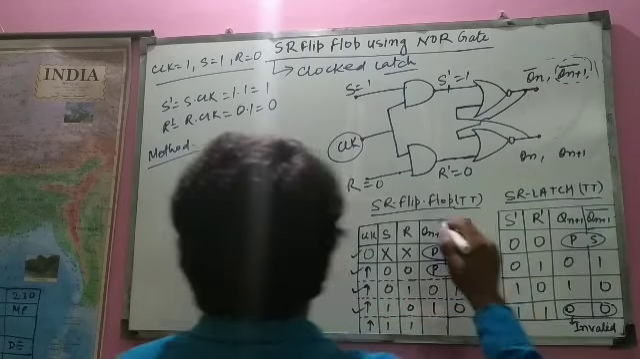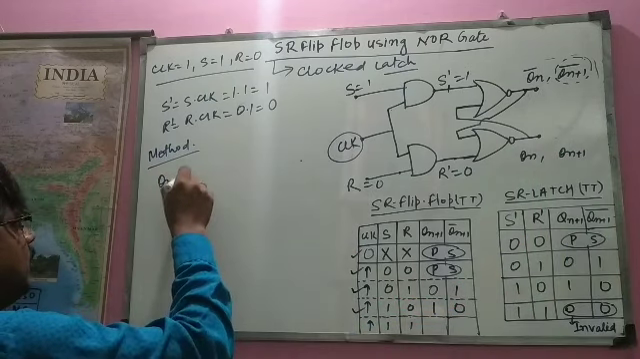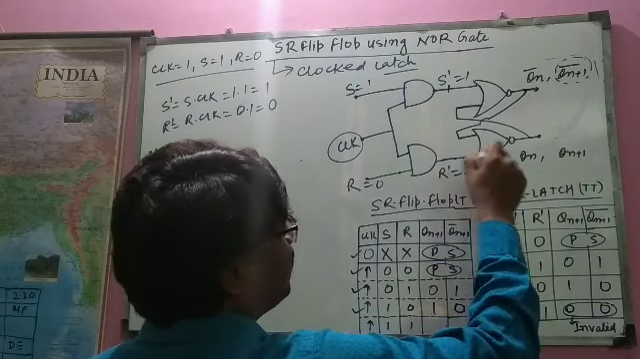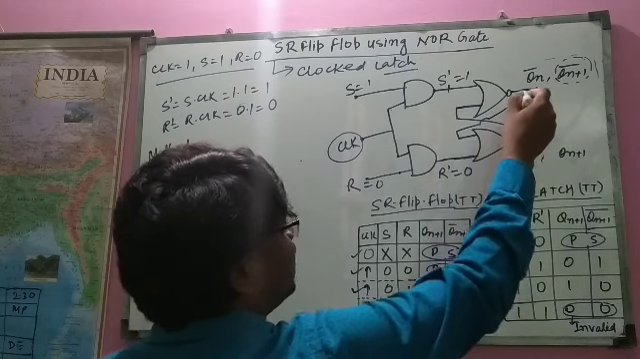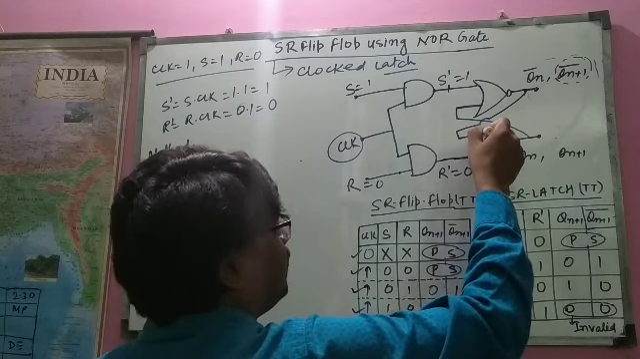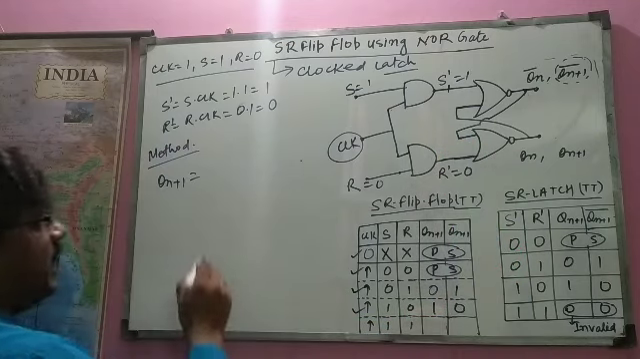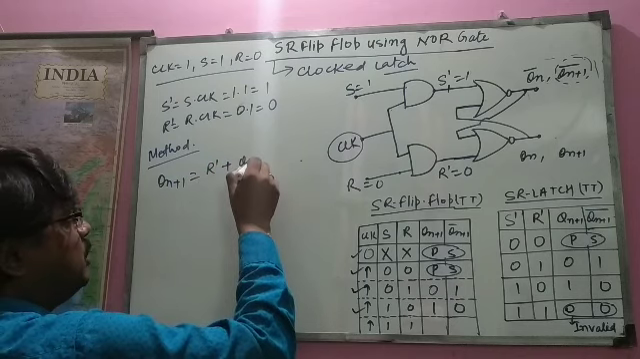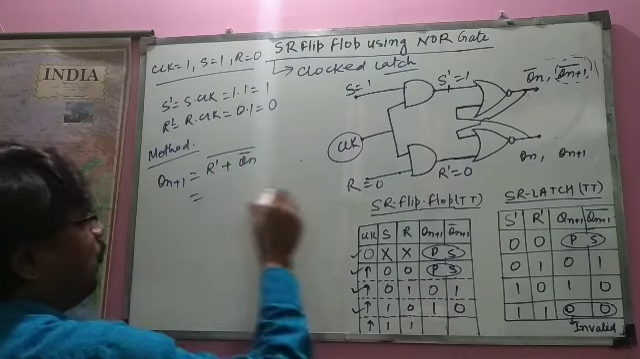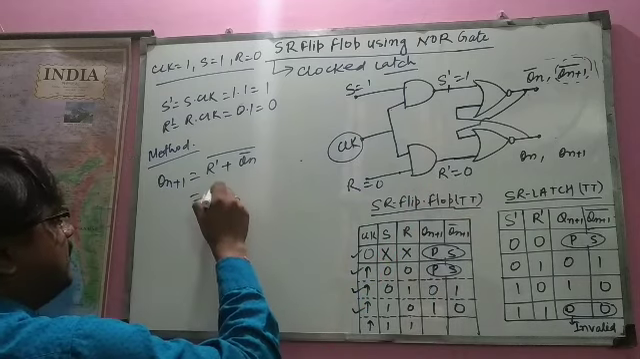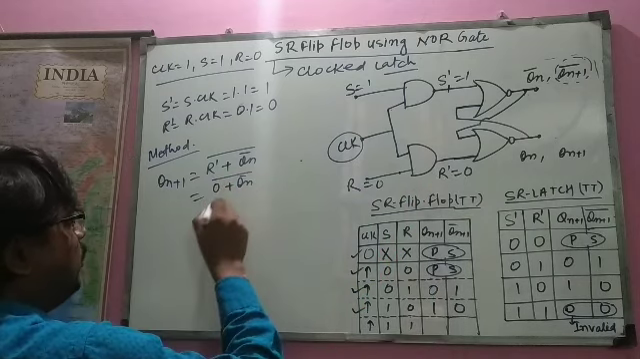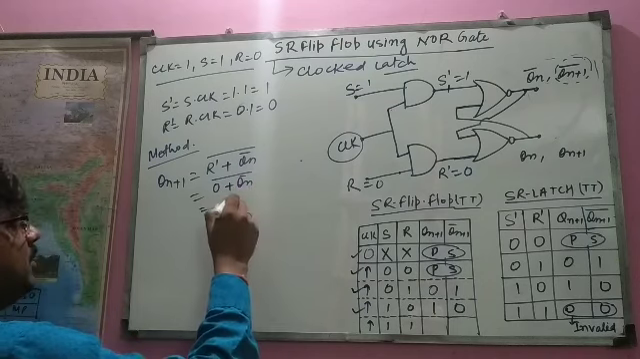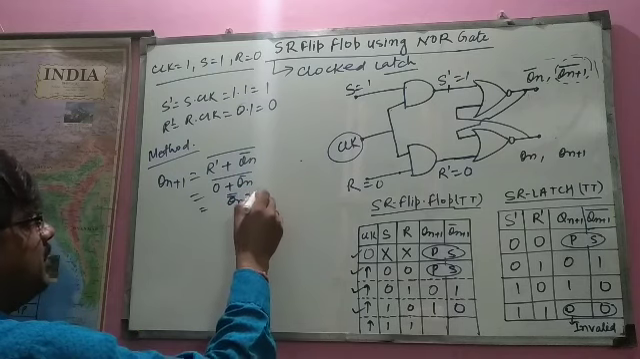So Qn plus 1. First of all, we will calculate Qn plus 1. Okay, this output. What will be the value of Qn plus 1? It will be the function of this input and this input. From here it is coming Qn bar and here it is R dash. So it is (R dash plus Qn bar) whole bar. And what is the value of R dash? This is 0, plus Qn bar whole bar. So 0 plus Qn bar will be Qn bar, and Qn bar whole bar is again Qn.